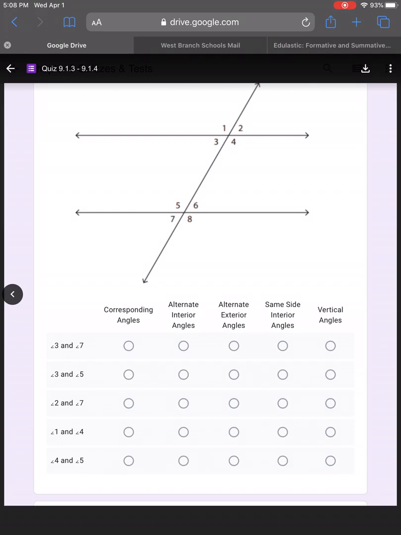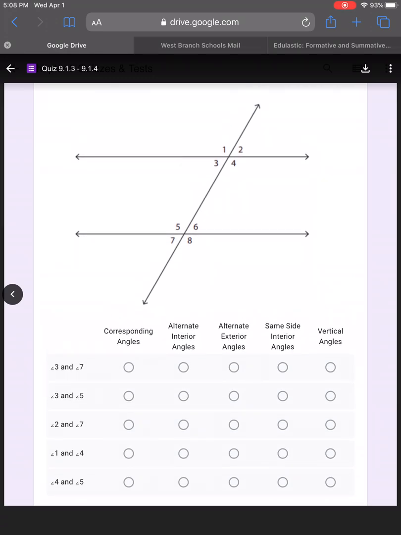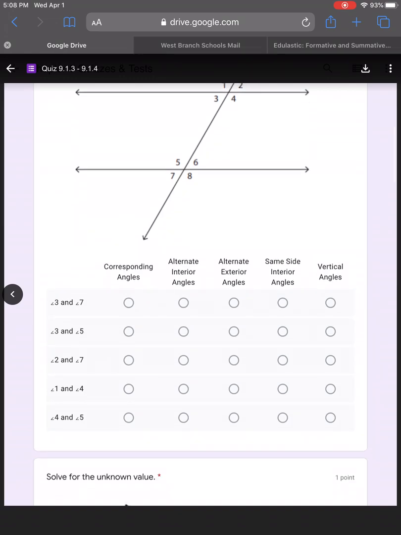Okay, angle 2 and angle 7. Would those be corresponding angles, alternate interior angles, alternate exterior angles, same side interior angles, or vertical angles? Angle 1 and angle 4, would those be corresponding angles, alternate interior angles, alternate exterior angles, same side interior angles, or vertical angles?